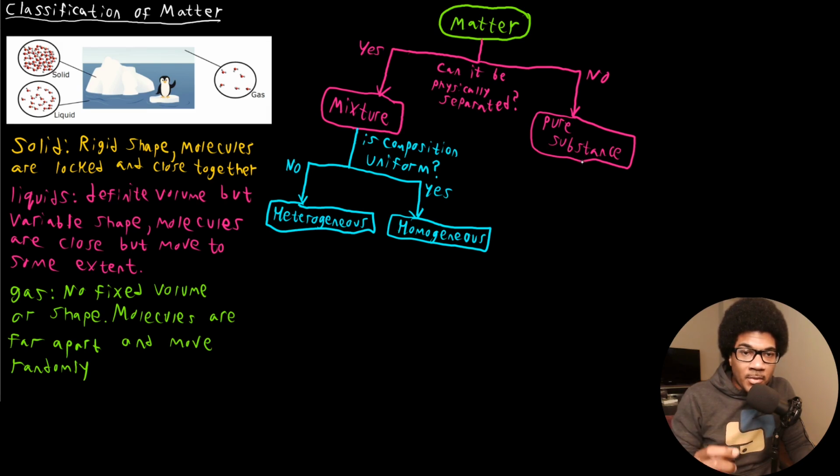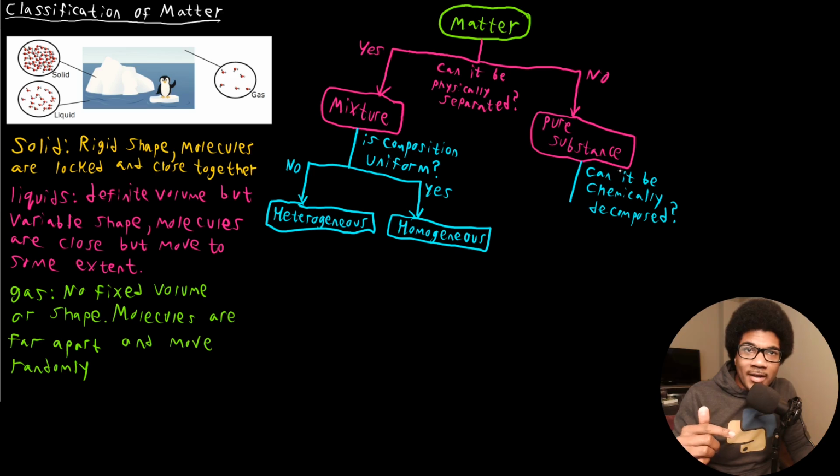Now, taking our attention to pure substances, the question you want to ask to be able to further classify a pure substance is, can it be chemically decomposed? Right, so in one of the previous videos, we looked at a chemical process that decomposes water into its elemental components. You run an electrical current through water, you can isolate the hydrogen from the oxygen. So that's what I mean by being able to chemically decompose something. Can you do a chemical reaction or some kind of process that can decompose the compound from its elemental components?